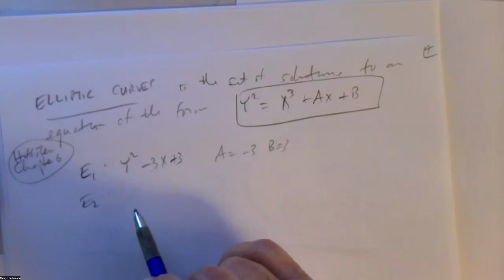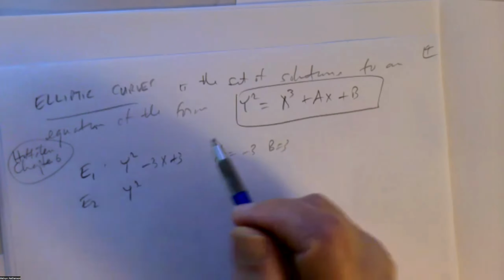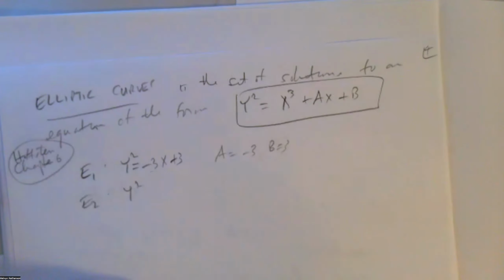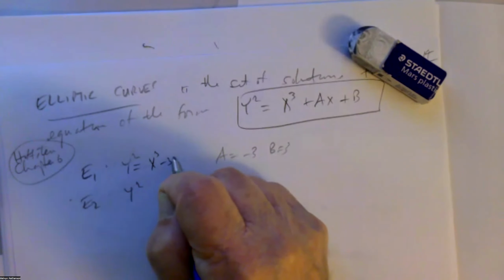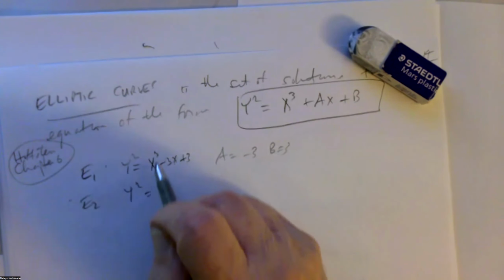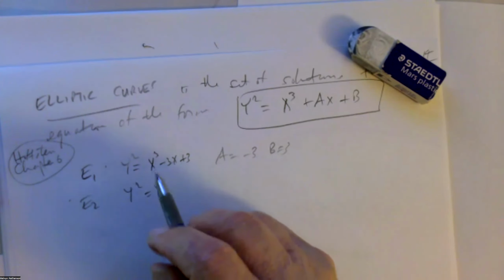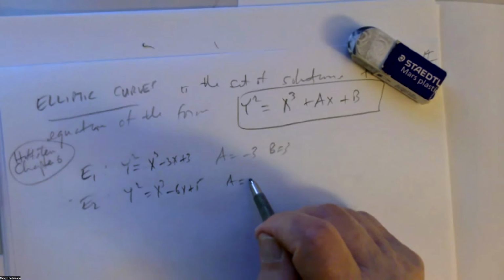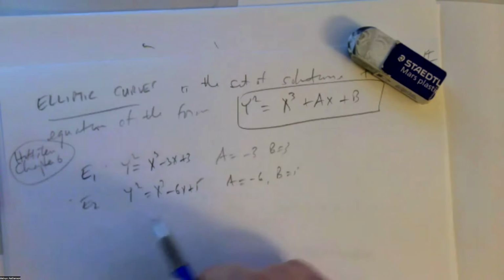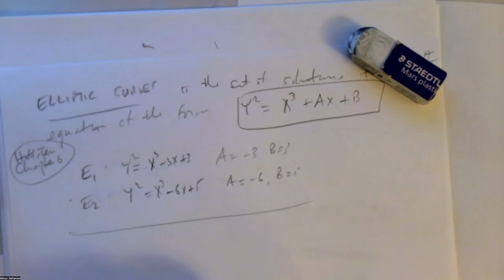For the second example I give of an elliptic curve is y squared. Oops, I'm sorry, I left off the cubic. Y squared equals x cubed minus 6x plus 5. And this A is minus 6 and B is 5. And elliptic curves have a characteristic shape, actually two characteristic shapes. So let me look at the graph of these things.